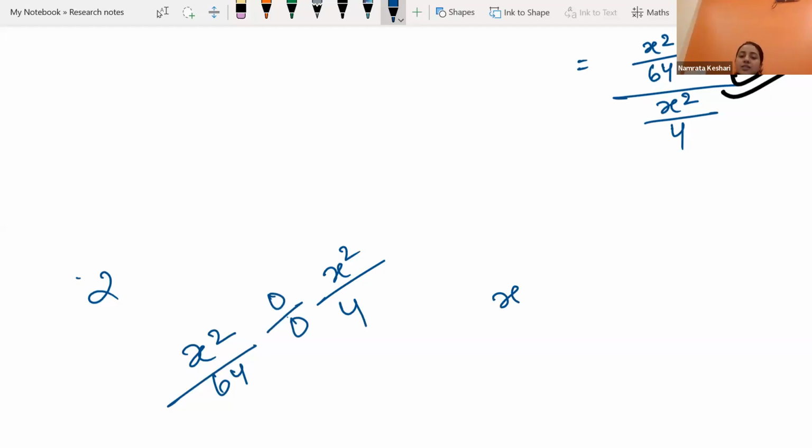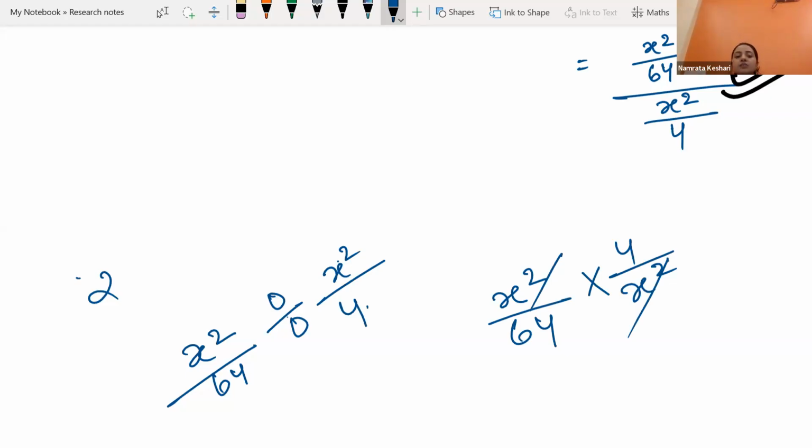That concept says that x square by 64 multiplied with this x square by 4 will be 4 by x square. Whenever I say to take the reciprocal of the next fraction, that means numerator will be denominator, denominator will be numerator. This is how we take. So do we want to say x square gone? Yes, we want to say that.